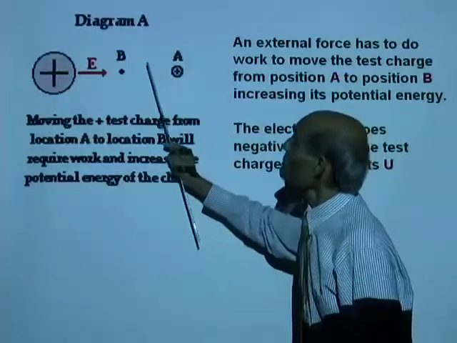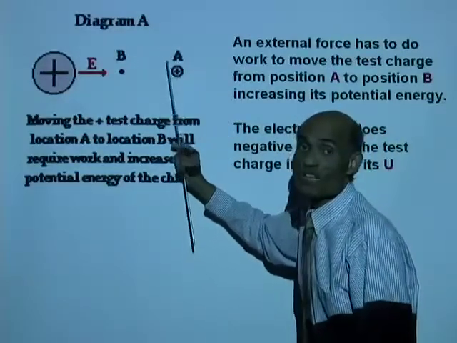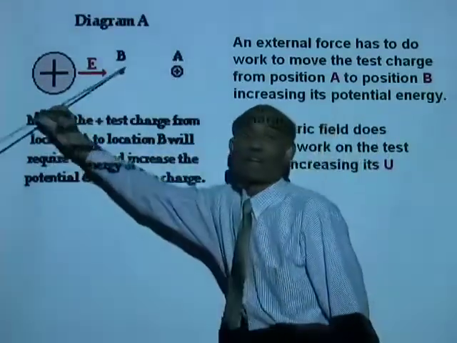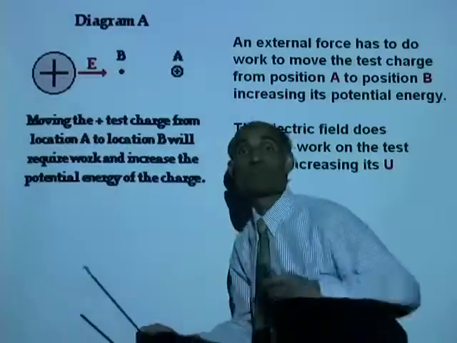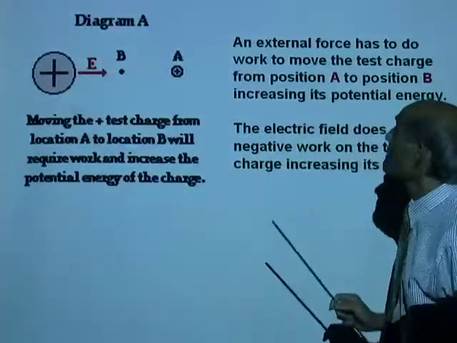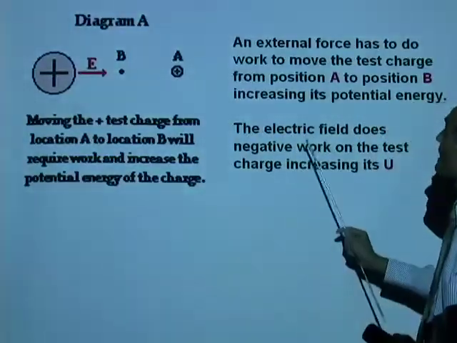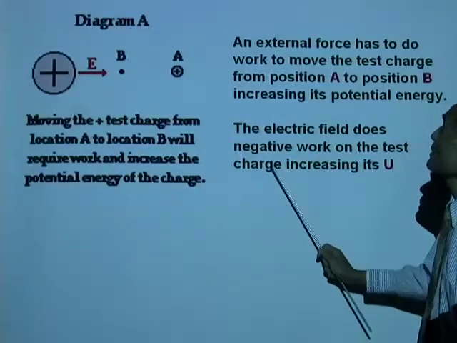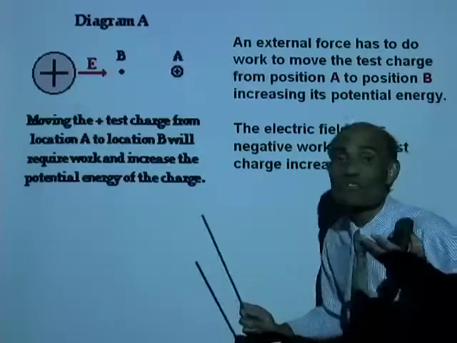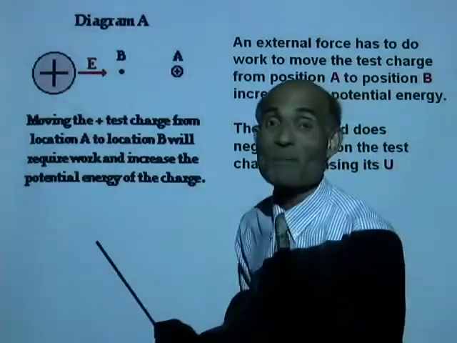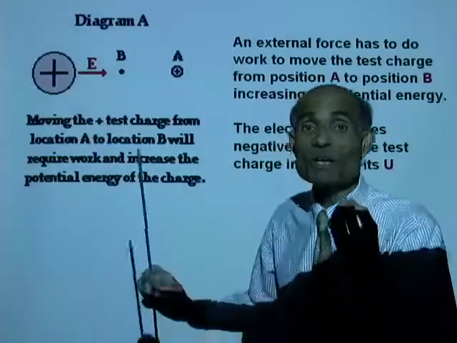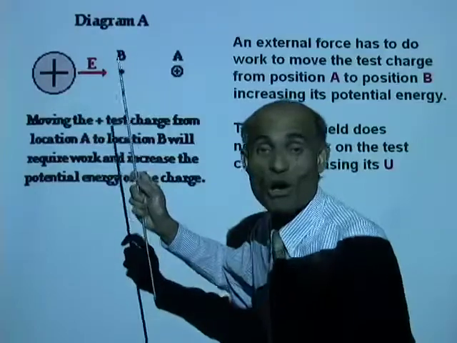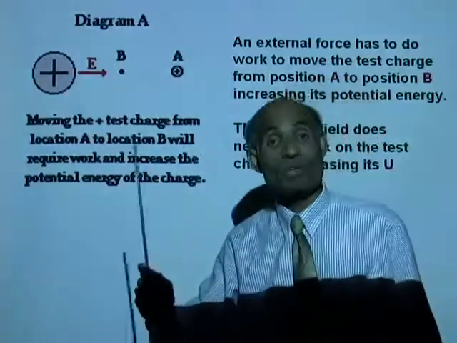In order to increase the potential energy, we move the test charge from A to B. And when you do that, the electric field does negative work on it. Therefore, how do we measure or how do we define electric potential? The electric field does negative work on the test charge, increasing its potential. That means the negative work done by the conservative electric field is a measure of the increase in potential of the test charge.